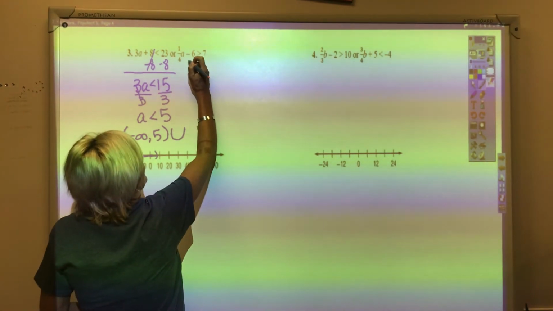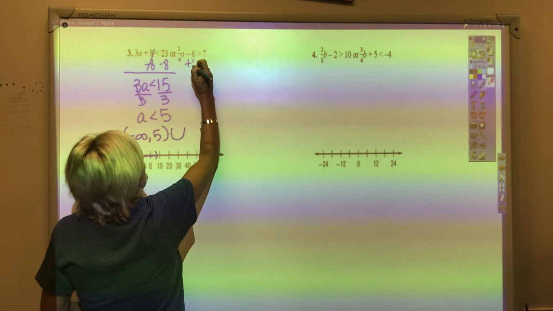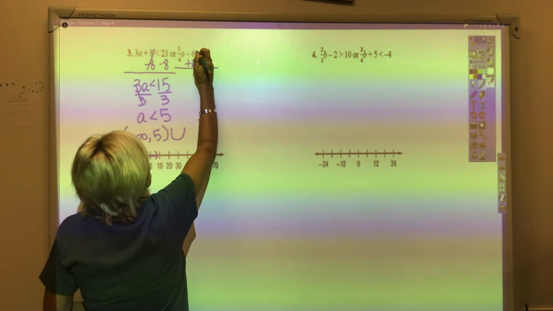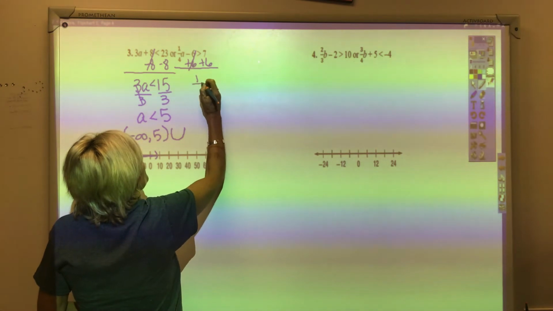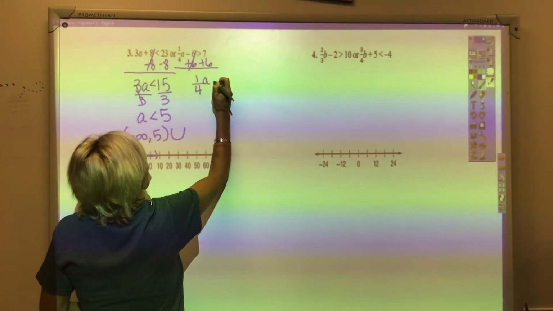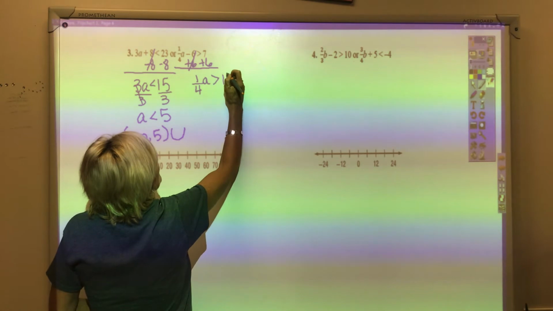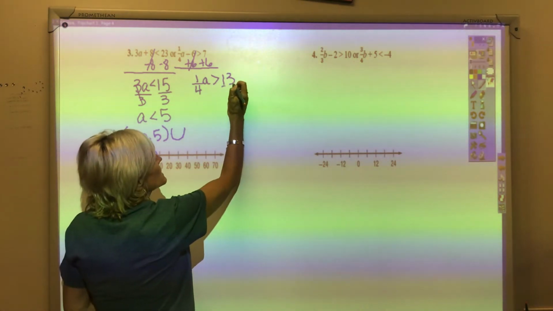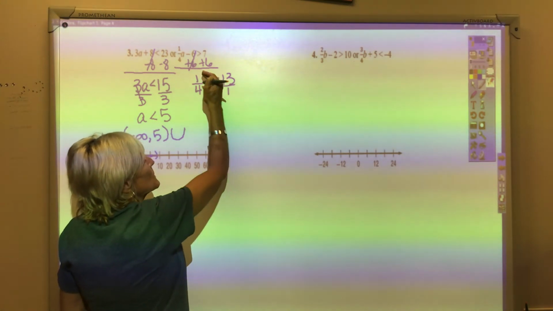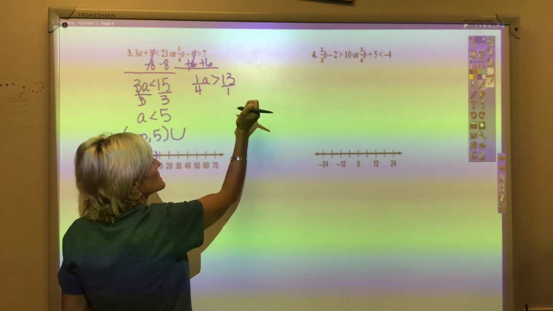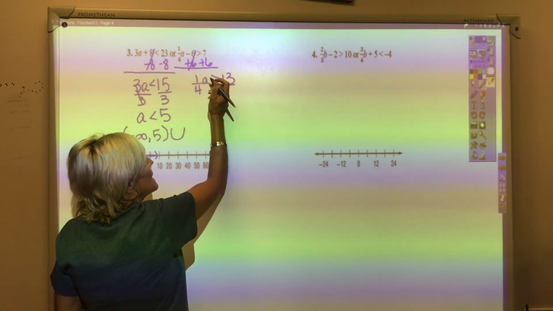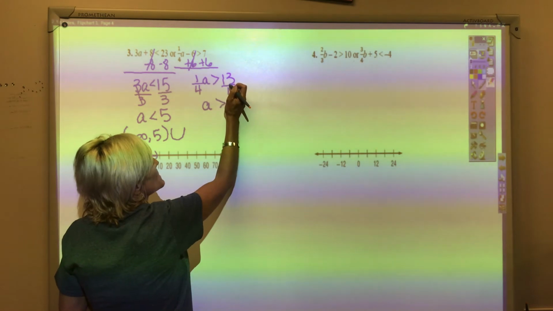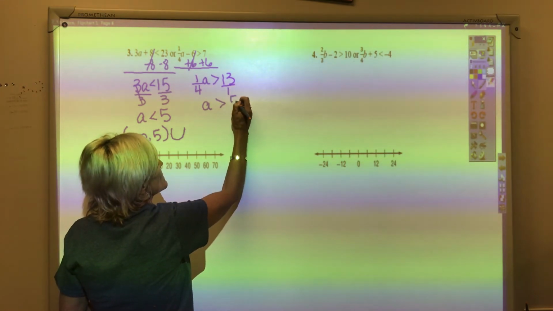Okay, so I'm going to add 6 to both sides. And I'm going to have 1/4 A is greater than 13. Put a 1 under the 13 so that we can go up and across and multiply each side. 1 times 1A is A, which is greater than 4 times 13, which is 52.